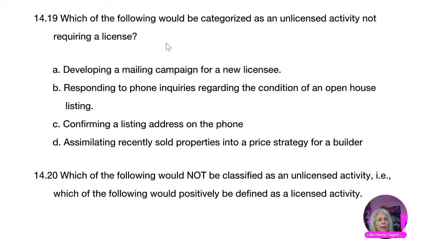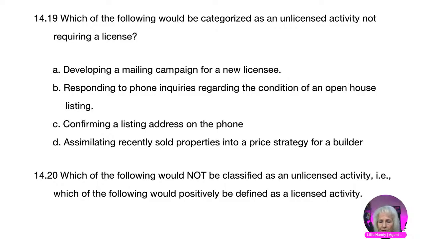Which of the following would be categorized as an unlicensed activity not requiring a license? A, developing a mail campaign for a new licensee. B, responding to phone inquiries regarding the condition of an open house listing. C, confirming a listing address on the phone. Or D, assimilating recently sold properties into a price strategy for a builder. So which one would be categorized as an unlicensed activity not requiring a license? So this is like for assistants, real estate assistants, or transaction coordinators. So which one would be acceptable activity by an assistant or a transaction coordinator that is not licensed?